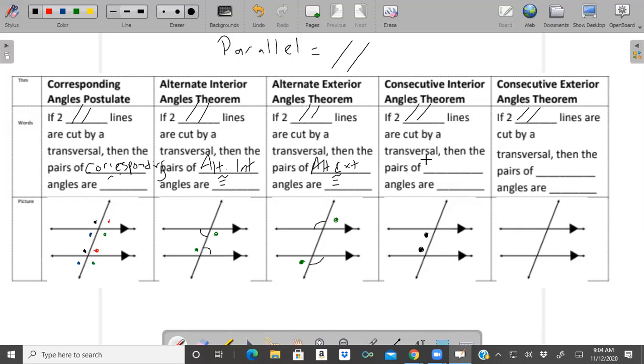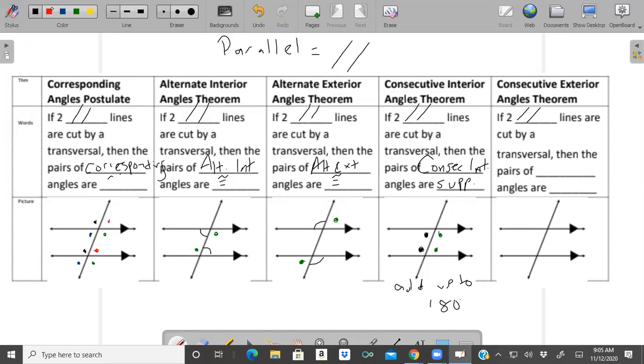So if two parallel lines are cut by a transversal, then the pairs of consecutive interior angles are supplementary, which means these two angles add up to 180 degrees. Those two angles will add up to 180 degrees. Also, these two angles would add up to 180 degrees.